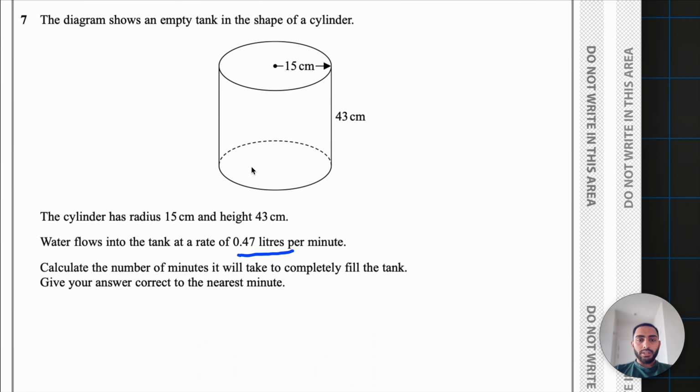I need to work out two things here. I'm going to work out the volume of the cylinder, then I need to figure out how long it's going to take to fill that cylinder up with this amount of water. What's the volume of a cylinder? If you think about it, it's a prism.